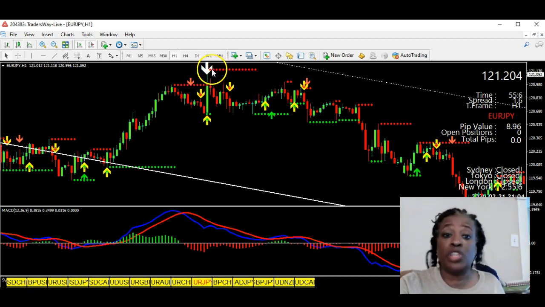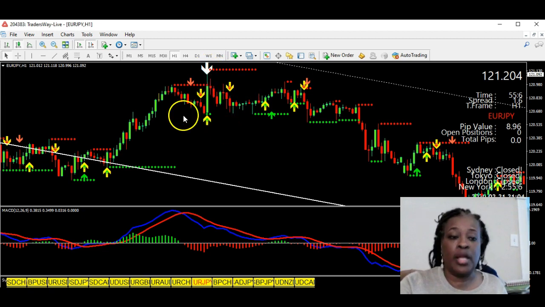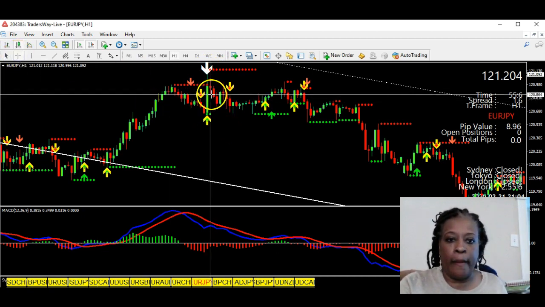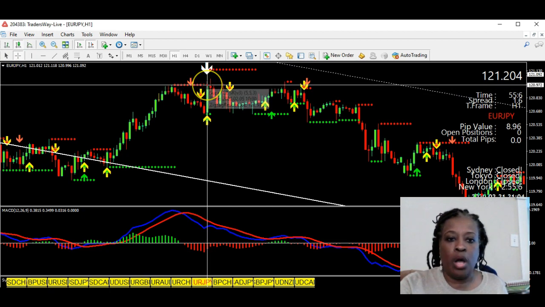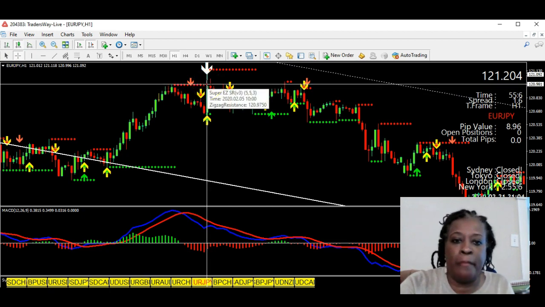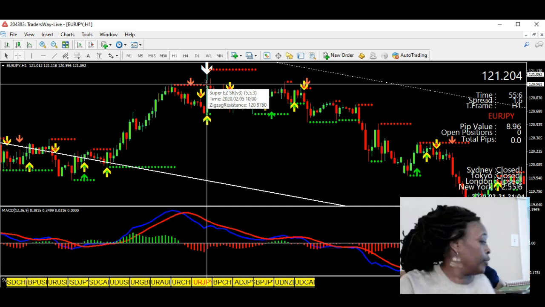All right. So we're just watching at this point. But this is what I want you to see. When you get your big arrow, go ahead and look at your MACD to see if the MACD position aligns with that big arrow.